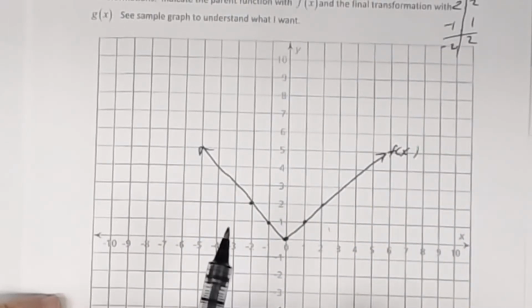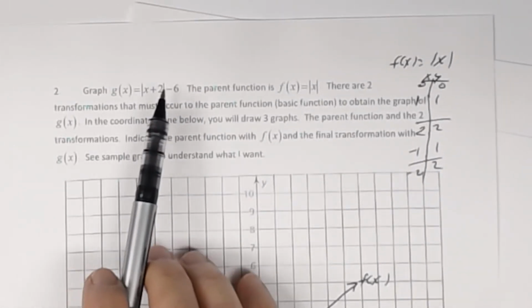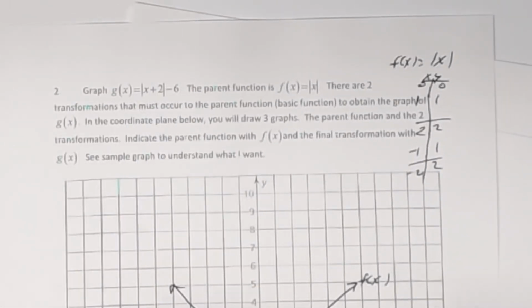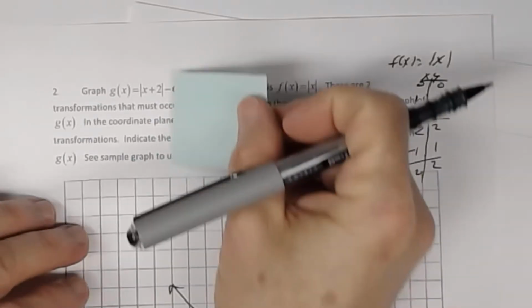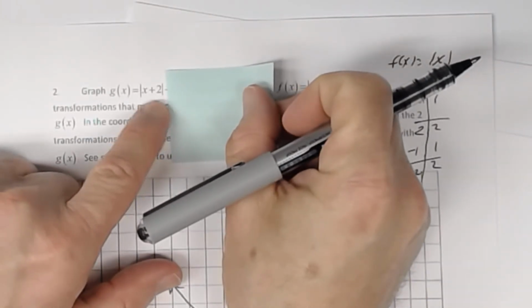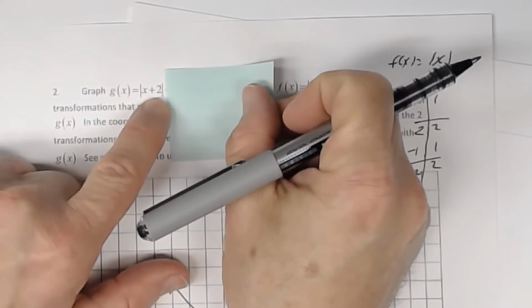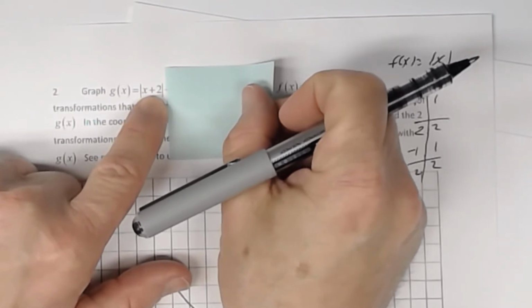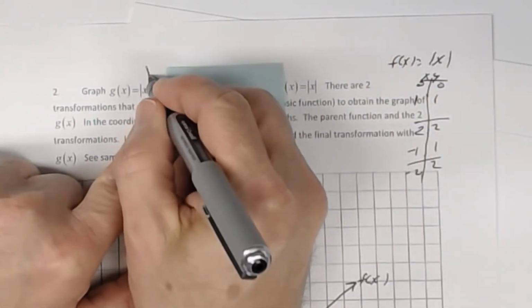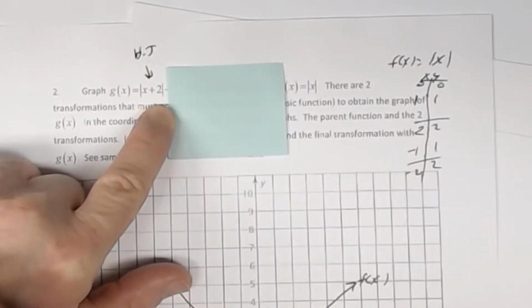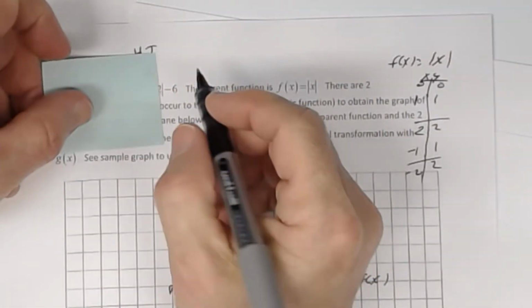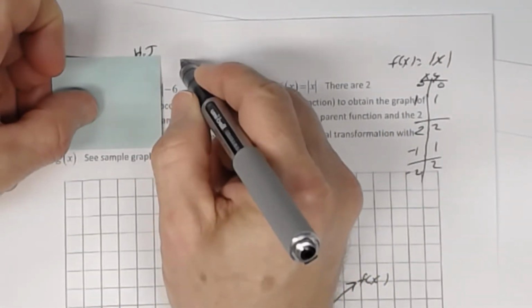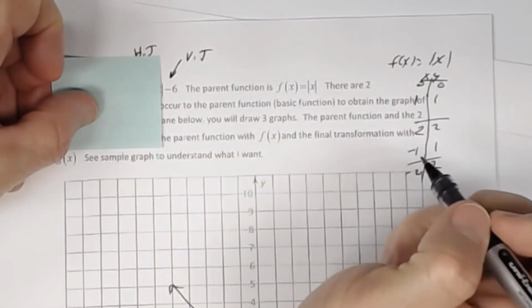All right, then remember our process. There are 2 transformations occurring here. Remember this, that if the numbers are on the inside of the parent function, then that's a horizontal transformation. So this right here is a horizontal transformation. We'll just put HT for right now. And the number on the outside, that's the vertical transformation. So this is a vertical transformation.